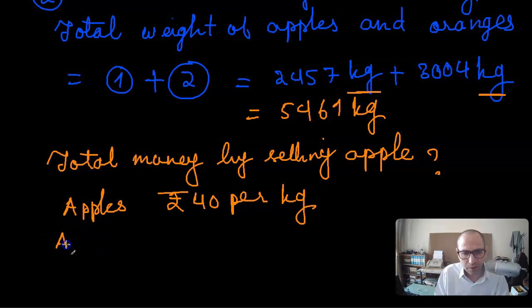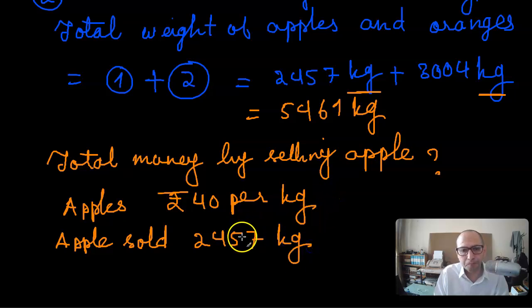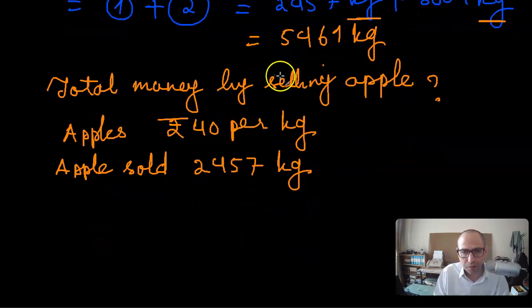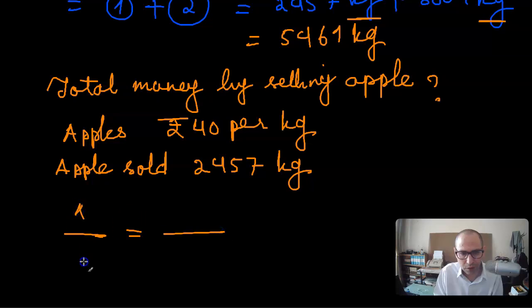And essentially the apples sold was basically 2,457 kilograms, right? So it was 2,457 kilograms, and the unit price was 40 rupees per kilo, right? So here, in order to know how to solve the problem, you can again use proportions, right? And with proportions, you need to know where to use it and where not to use it. Wherever and whenever things are proportionate, you can use proportions. And by proportion, I mean this thing here, meaning something to something is the same thing as something else to something else, right?